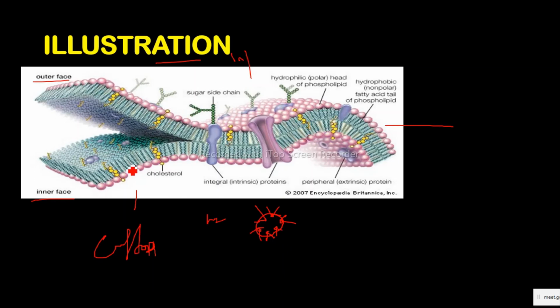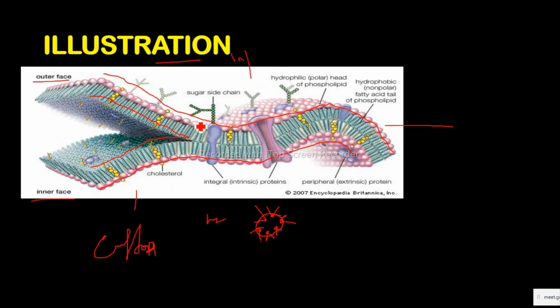Okay? So the heads that are water loving, they will orient themselves to the side where there is water. You can even see this. They are orienting outwards to the side where there is water. But the tails, which are water hating, they are orienting themselves inwards. So because of this property, you'll be able to form a plasma membrane.